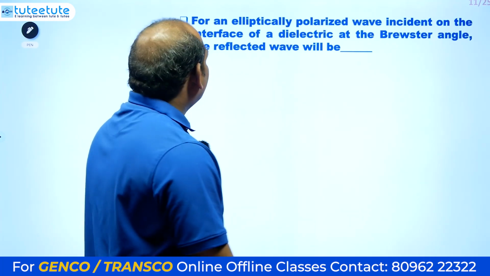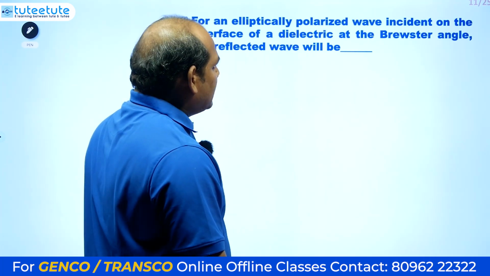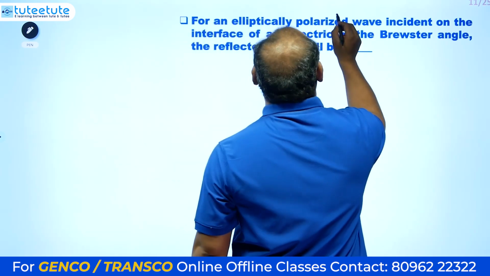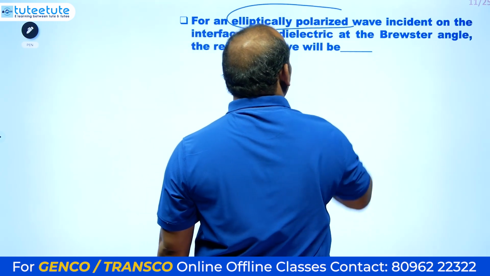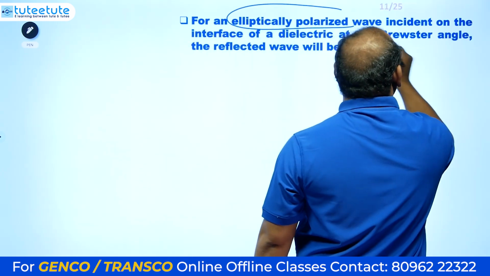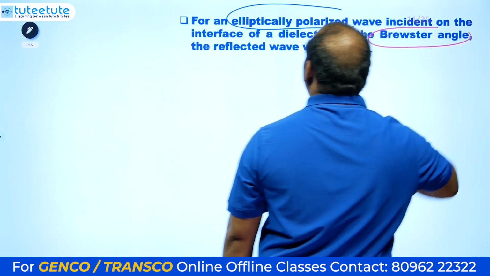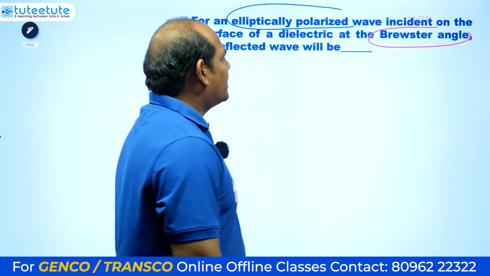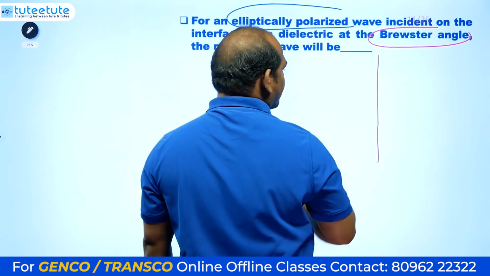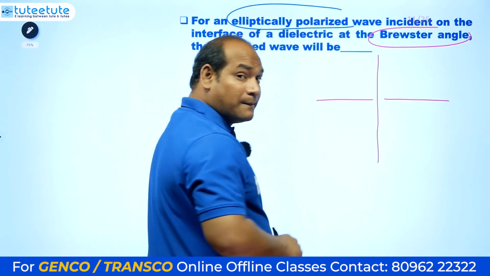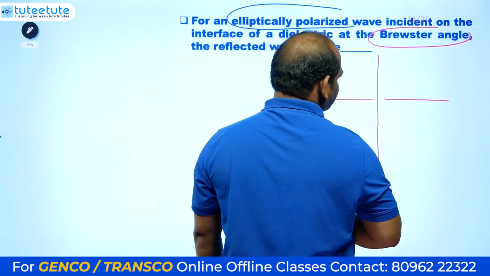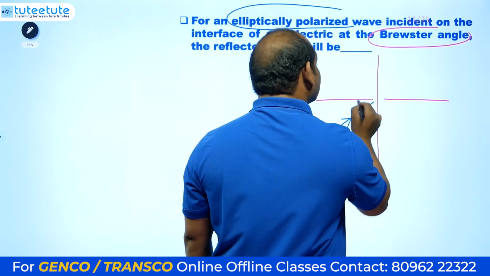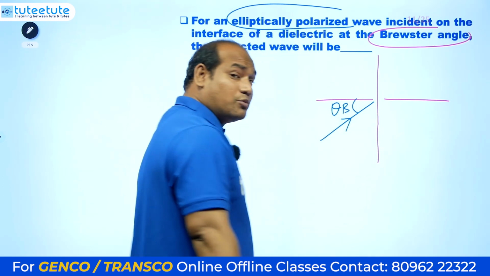Now the next question is, for an elliptically polarized wave incident on the interface of a dielectric at the Brewster angle, what is the nature of the reflected wave? One thing they have given is an elliptically polarized wave. The next is that it is incident at the Brewster angle. Brewster angle is related to oblique incidence. So this is the normal to the interface. At some oblique incidence, the incident angle is the Brewster angle.